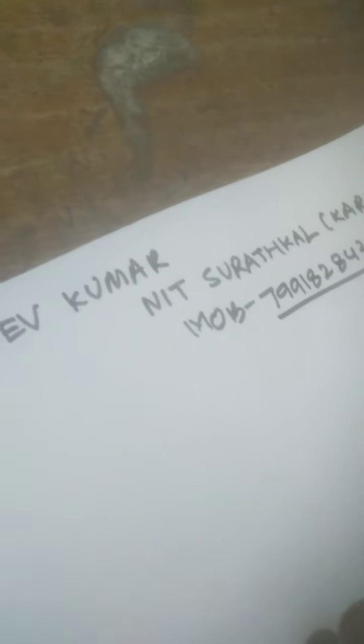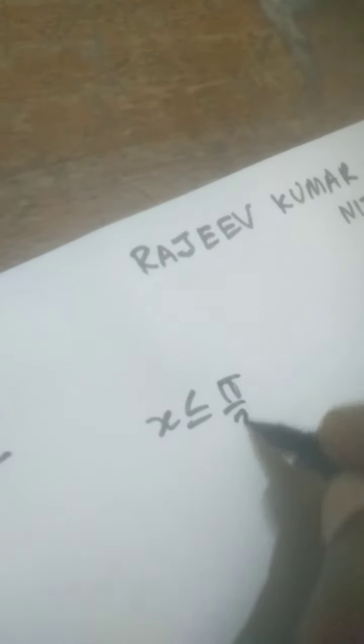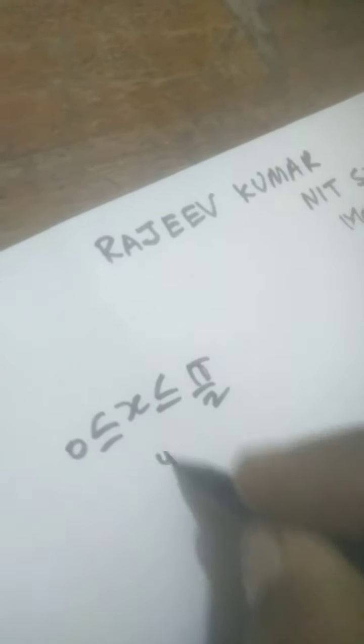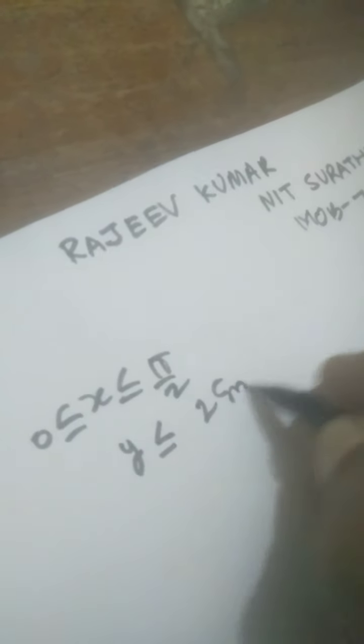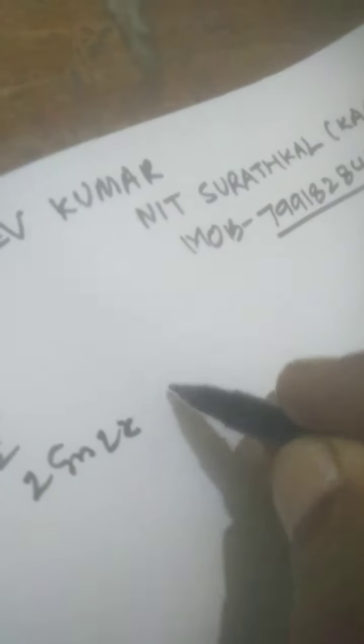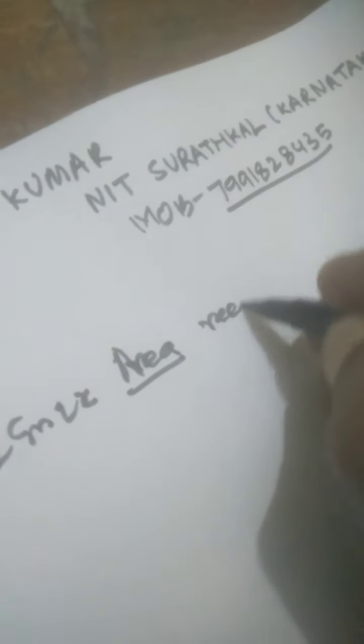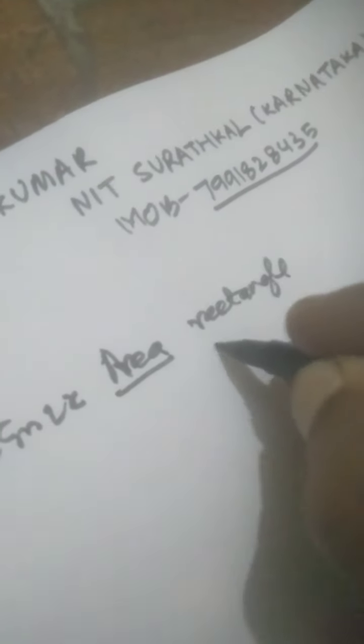We are taking up a problem from JEE Advanced Mathematics that appeared in 2020. It says that a rectangle lies in the region described as x between 0 and pi by 2, and y between 0 and 2 sine 2x. We have to find the area of the rectangle which has the maximum perimeter.